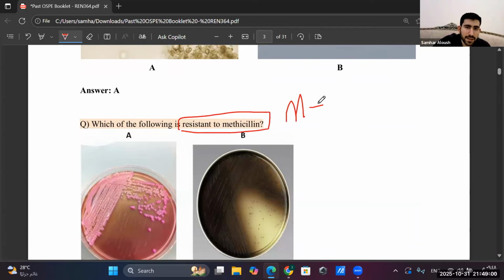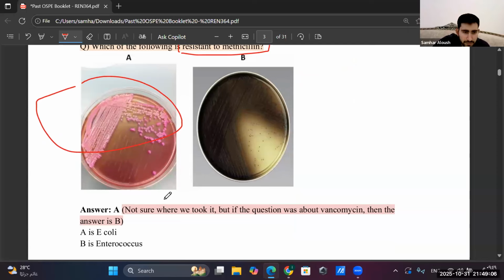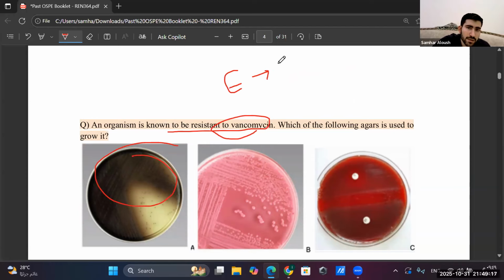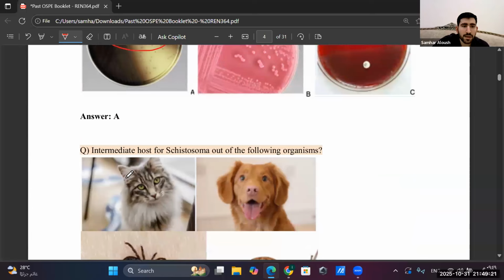Which of the following is resistant to methicillin? We said methicillin resistance is E. coli. Which one is E. coli? This one, which is lactose fermenting. We said that, E. coli, definitely E. coli. An organism is known to be resistant to vancomycin. We said vancomycin resistance is Enterococcus. Which one is Enterococcus? This one, definitely A.